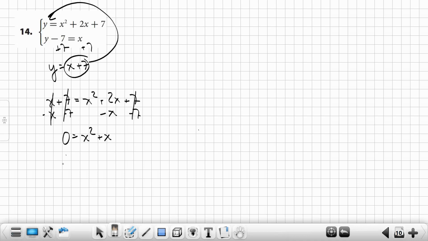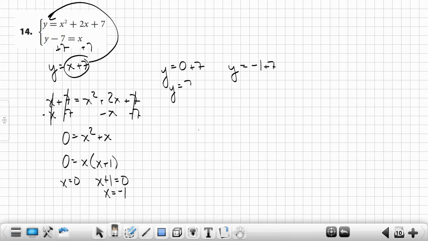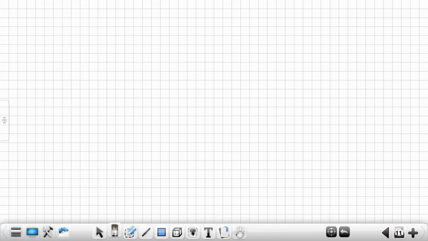Wow, happens again. Factor an x out. X times x plus 1. X equals 0. X plus 1 equals 0. X equals -1. So y equals 0 plus 7, and y equals -1 plus 7. Y equals 7. Y equals 6. So I get the coordinate 0, 7, and I get the coordinate -1, 6. Those were short.